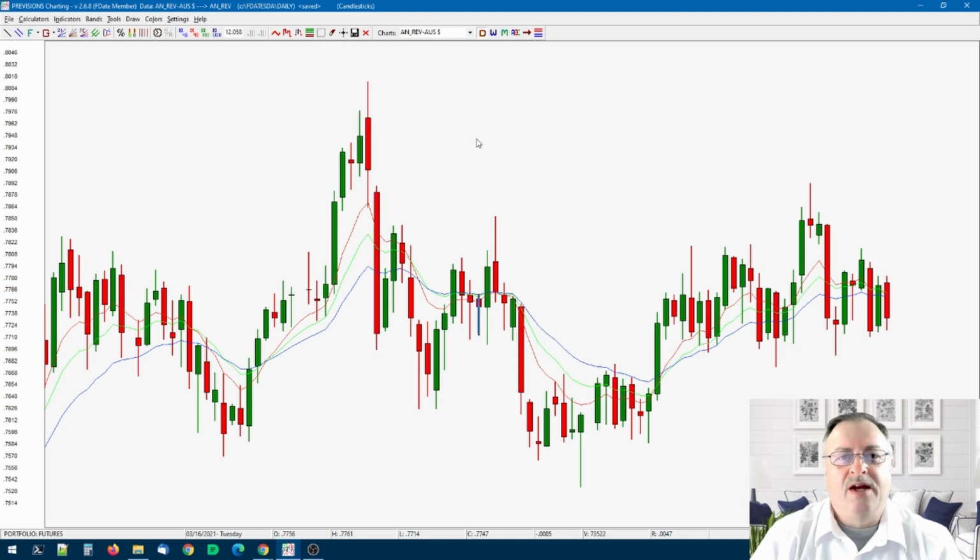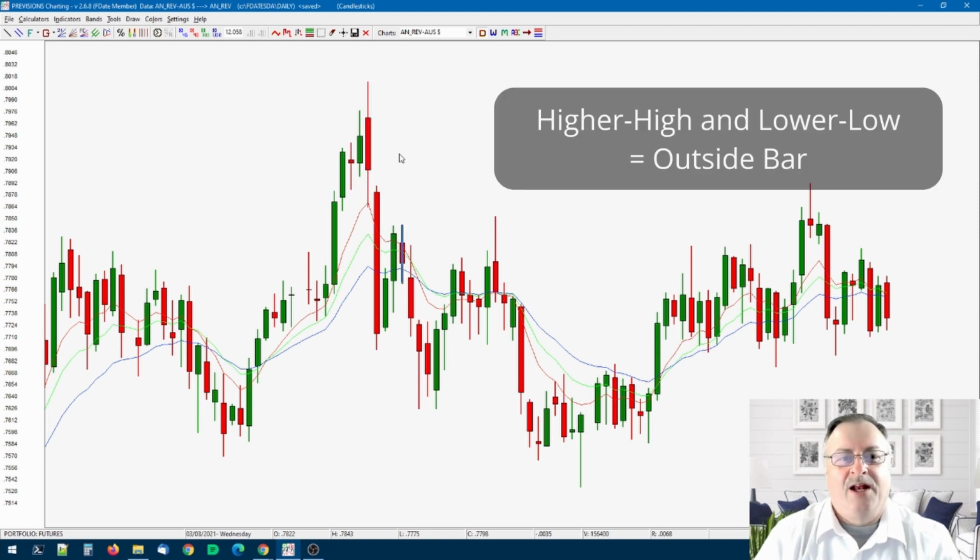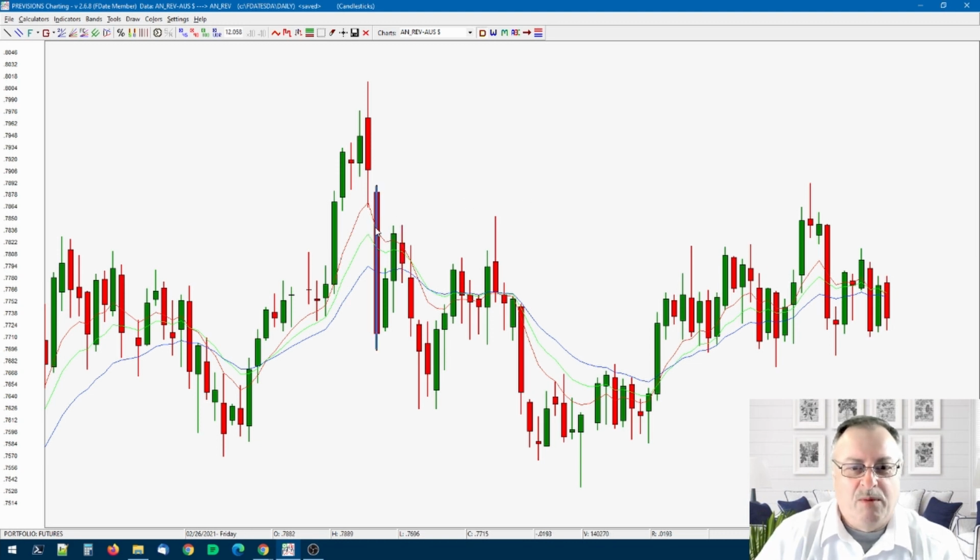Now, what you want to do is always compare a price bar to the most recent price bar, which would be this one right here. So you compare this price bar with the one just before it in order to identify the price bar. You can see that its high is higher, its low is lower. This price bar pretty much encapsulates or envelops the previous price bar. This here is referred to as an outside bar. It's got a higher high and a lower low.